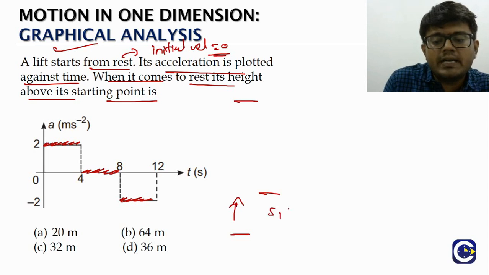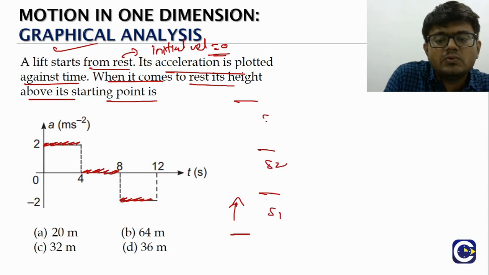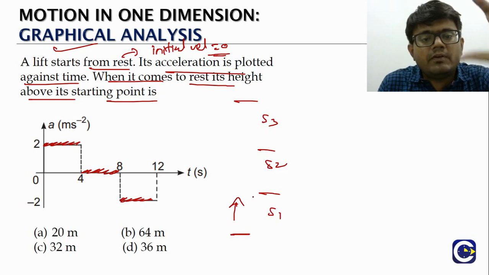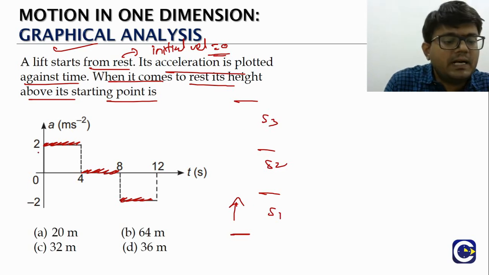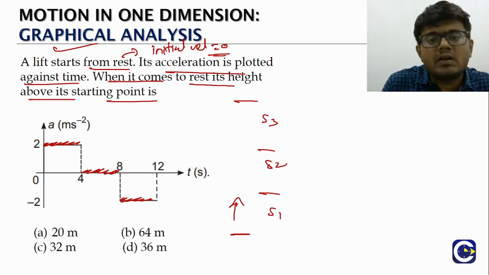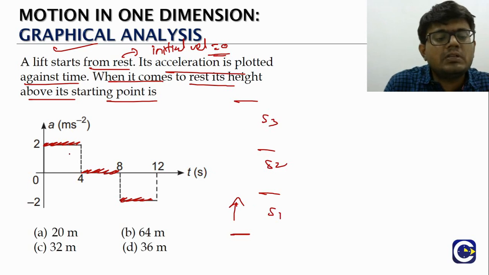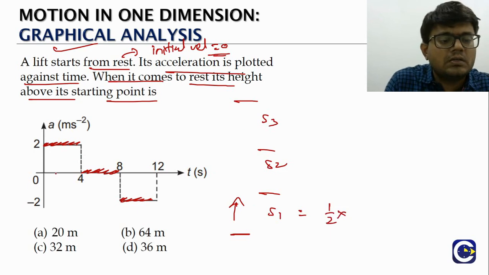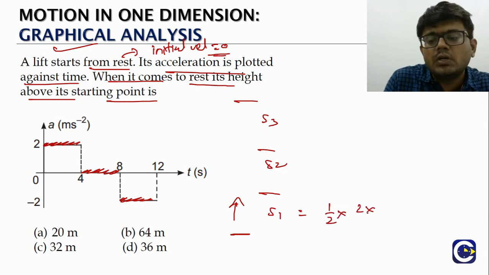Means we have to calculate S1, S2, S3. Three parts of journey are there: acceleration, uniform velocity, retardation. First part, starting from rest means initial velocity 0. What about the displacement formula? ut plus half at square, right? U is anyway 0, half into a, acceleration is 2, into t square. T is 4, so 4 square. What is it? 16 meters.